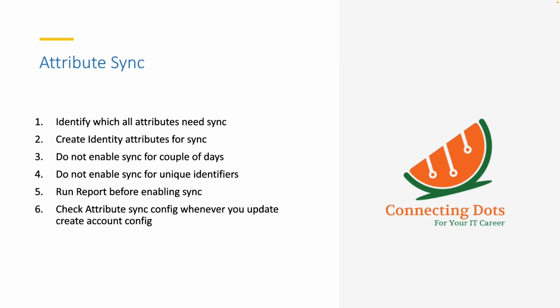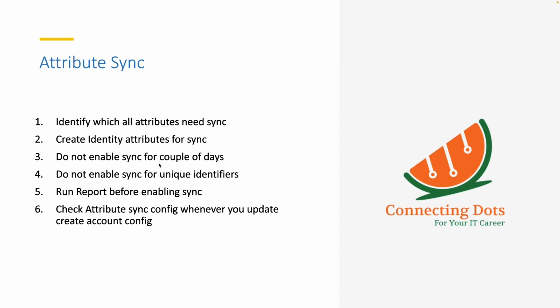In the remaining scenarios it might not be escalated, but it's our responsibility to make sure that the data is updated or synchronized to all the downstream applications as per the HR system. I don't care about what data is there. What I care about is whether my downstream applications are up to date with the HR system or not. That's my responsibility. So that is where we get into attribute sync. We need to identify which attributes need synchronization in the target application. So we need to create identity attributes for sync. Why? I will answer that in a minute.